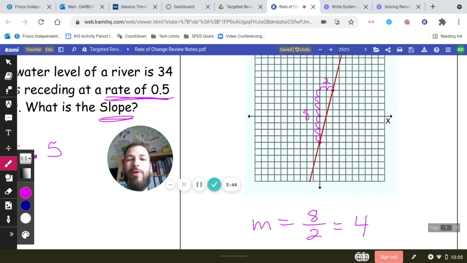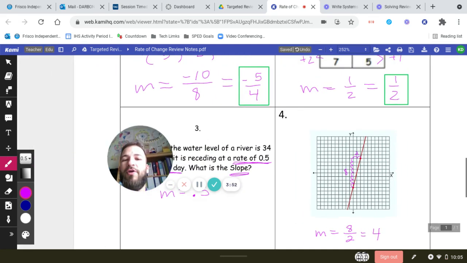And just as a reminder, if instead of going up, we go down, then I just make my rise negative. I don't make both of them negative. So just something to keep in mind when you're looking at it for a graph.